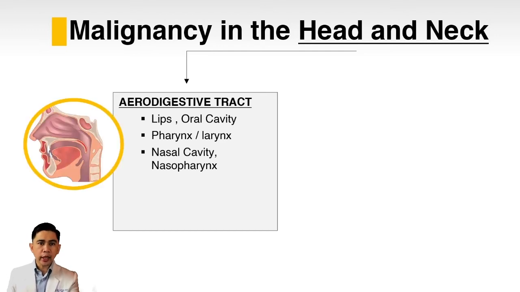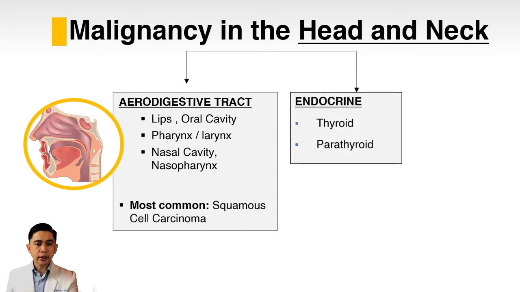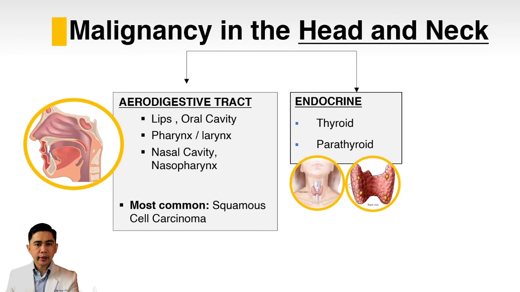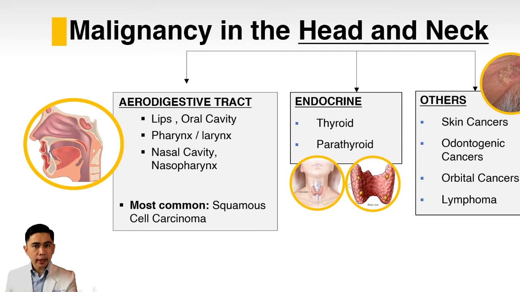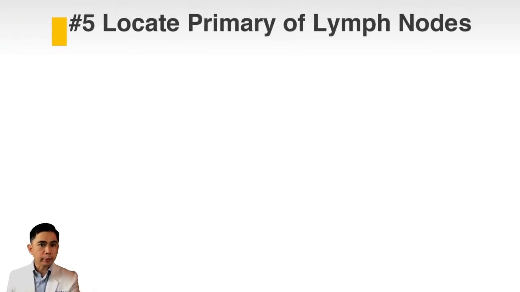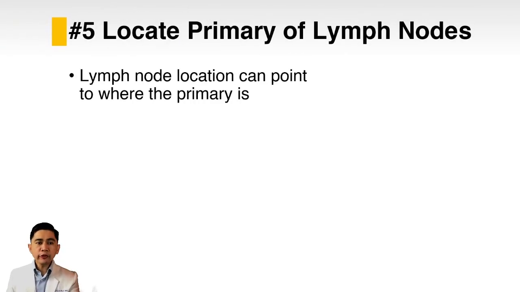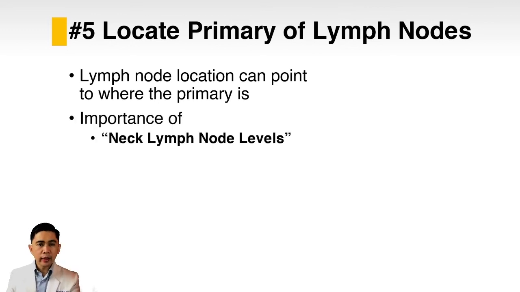And the most common type is squamous cell carcinoma. Another type are endocrine malignancies, such as thyroid cancers and parathyroid cancers. And another type of malignancy in the head and neck are skin cancers in the face, odontogenic cancers in the maxilla and the mandible, orbital cancers, and lymphoma. So we go back now to locating the primary of these lymph nodes. So lymph node location can point to where the primary is. This is where the importance of knowing the neck lymph node levels.